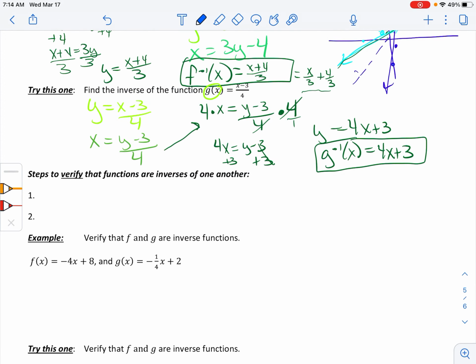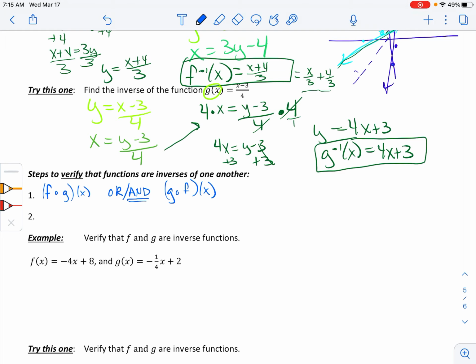Okay, the steps to verify that functions are inverses of each other. So this is where yesterday's lesson comes back. You can do f of g of x, and you really could do both. If you were going to verify it, on your homework, I'm going to have you do both, the composition of functions f of g of x, or g of f of x.